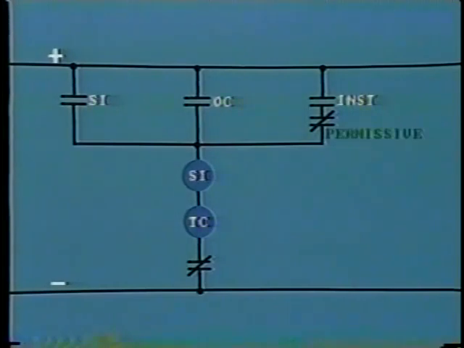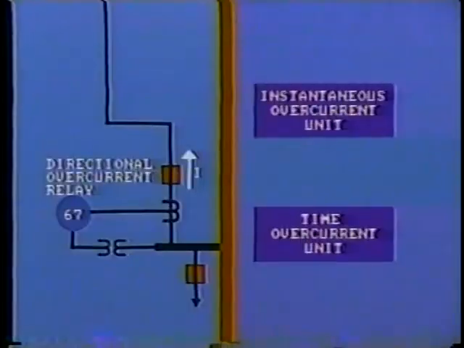Its contacts will now allow rotation of the time overcurrent disk, and the relay can operate. It will also close the permissive contact in the instantaneous relay tripping circuit. This constitutes directional control of the overcurrent relay. Of course, there are various other methods for achieving the same result, but the concept is the same.